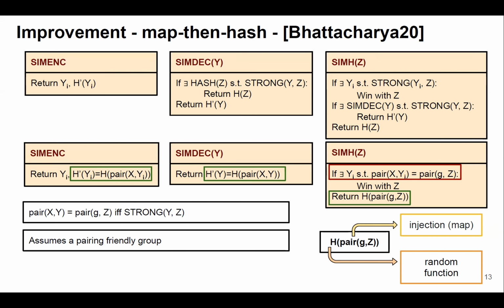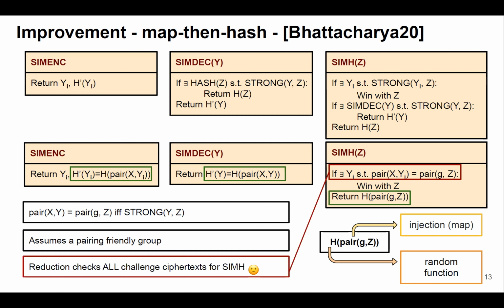However, the reduction still needs to check against each challenge ciphertext to identify challenge secrets within SIMH. This makes our reduction not tight in terms of time. Also, this reduction assumes the existence of efficient pairings in the underlying group, and such groups are slower in practice. In our work, we give techniques that avoid both these challenges.